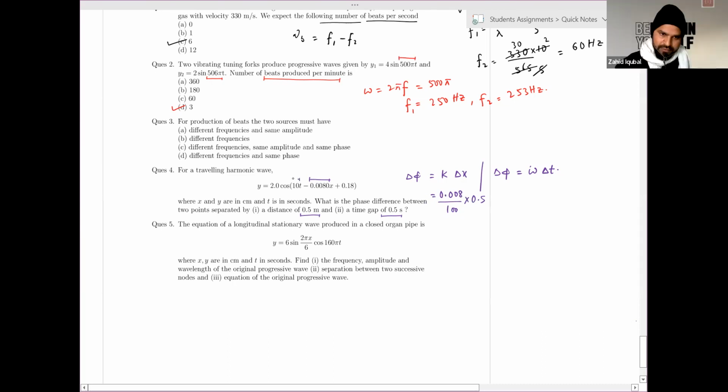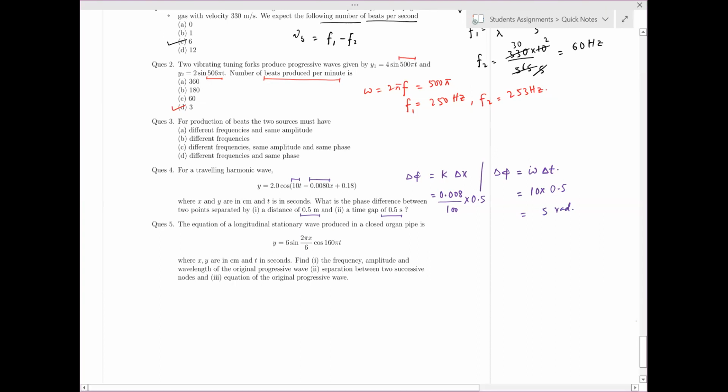Similarly, the coefficient of t in this part, we have 10. That is called omega. And the time difference in this part is 0.5. So it will become 5 radian. Is it clear? Yes, sir.